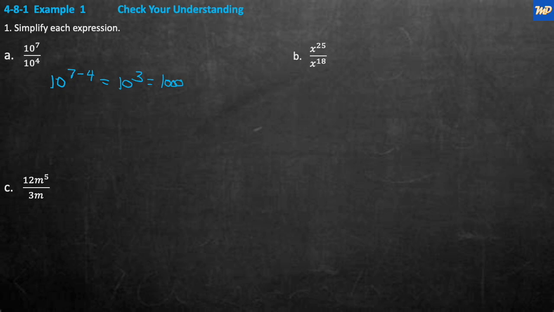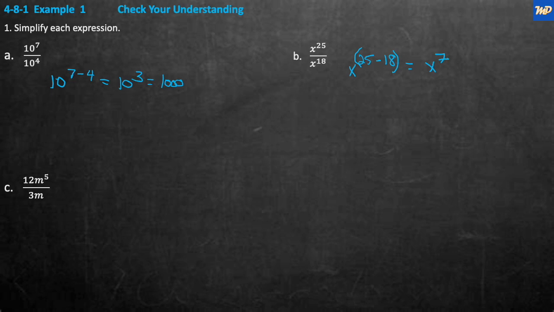How about b over here? We have x to the 25th power divided by x to the 18th power. Seems really complex, but what it really amounts to is x to the 25 minus 18. And that equals what? 25 minus 18 is 7. So it's x to the 7th power.